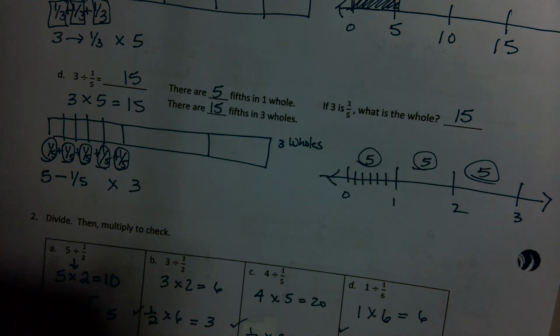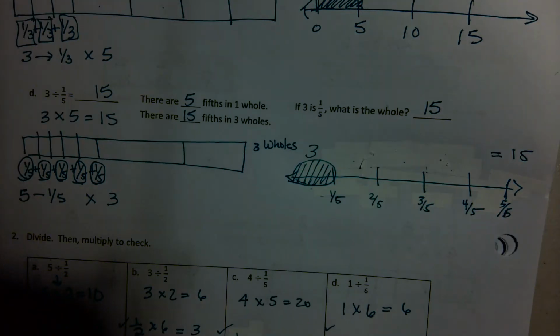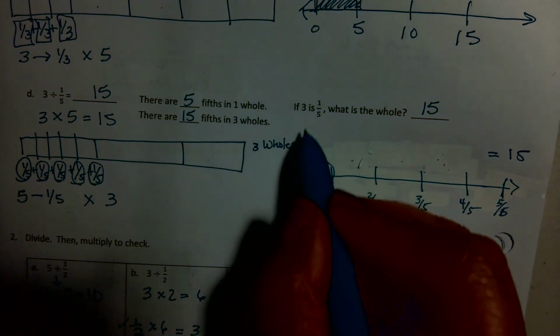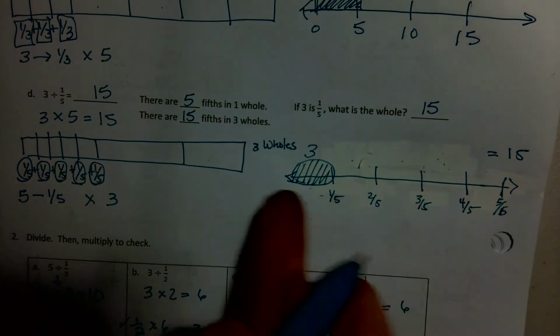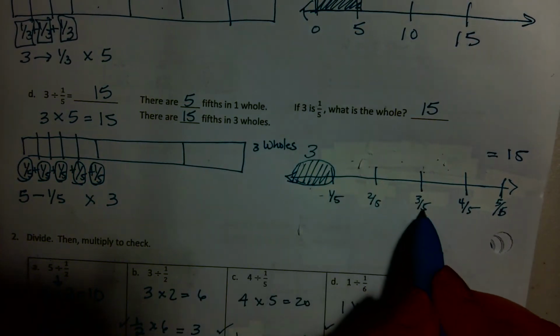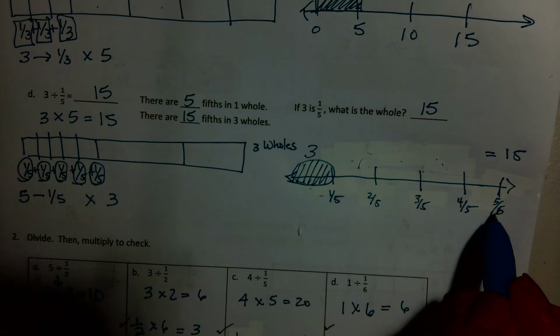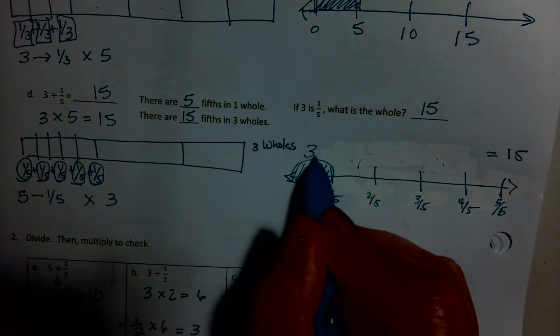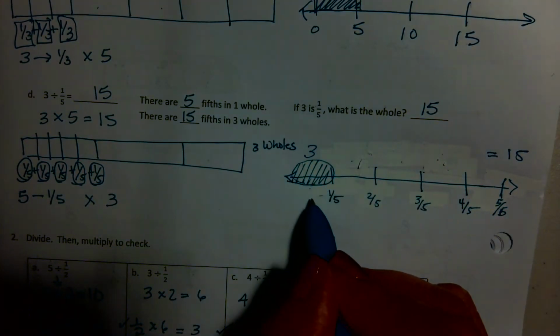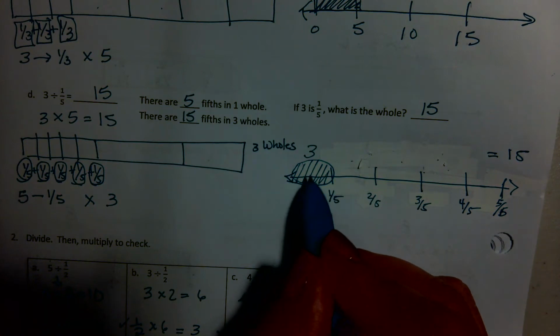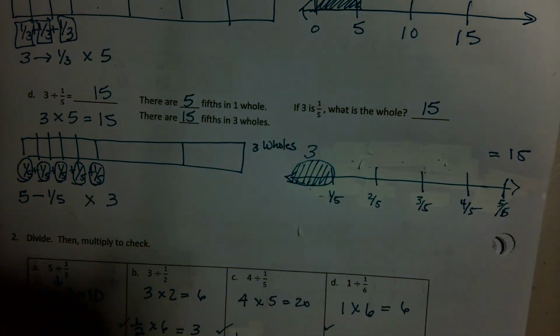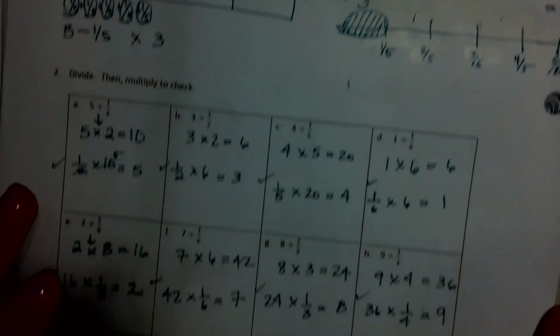Hold on one second. I want to change something. Okay, I changed it because I did not think that that followed the same pattern or structure that we are using. So I broke this number line up into fifths: 1/5, 2/5, 3/5, 4/5, 5/5. And if 1/5 is equal to 3, then 3 times 5 is 15. I feel better about that. Okay.